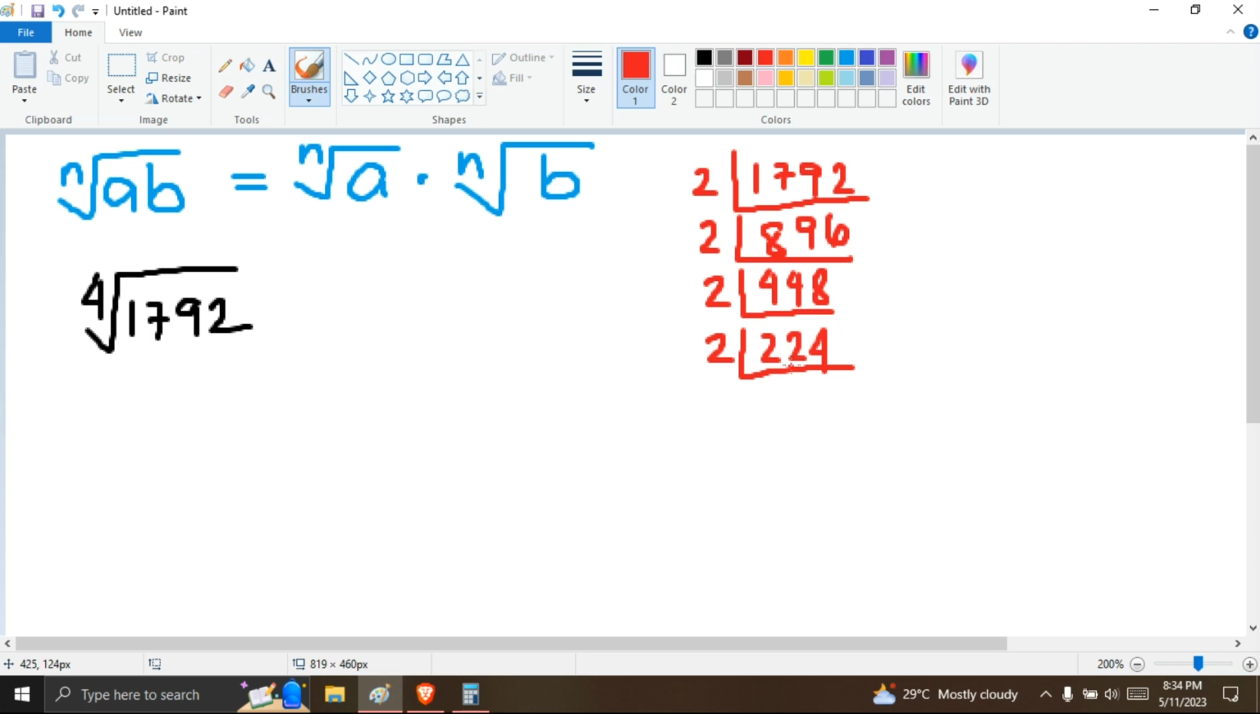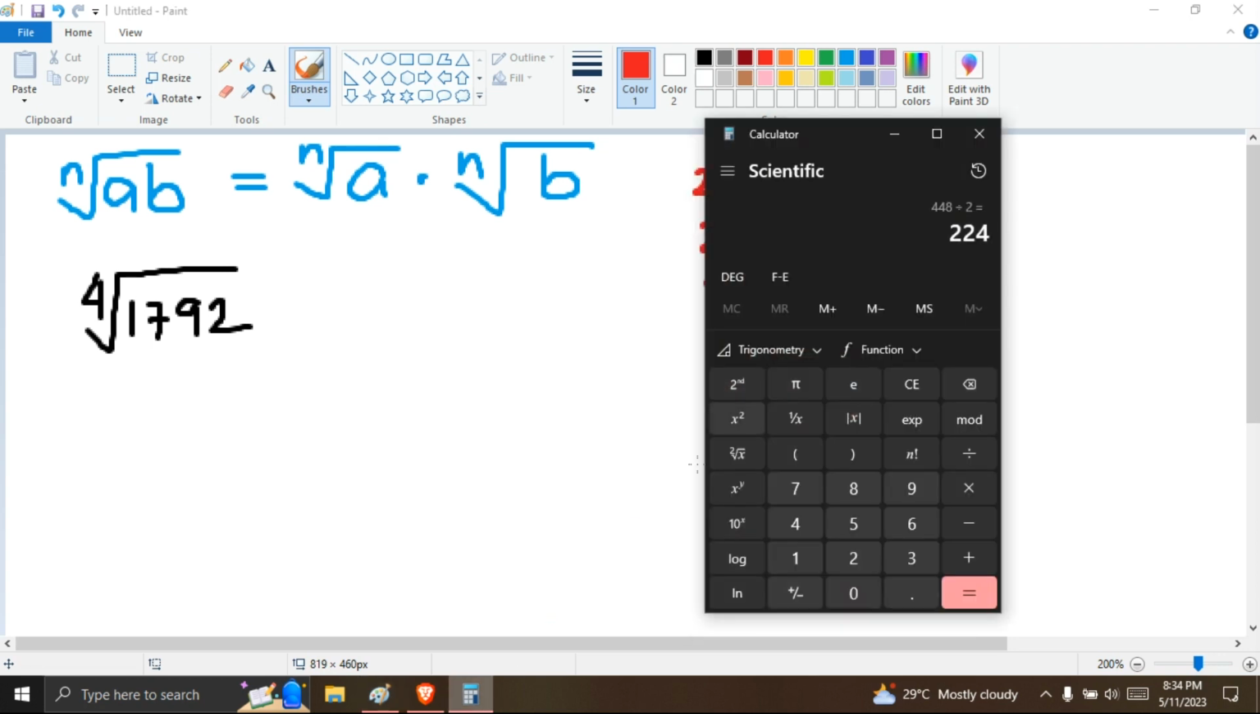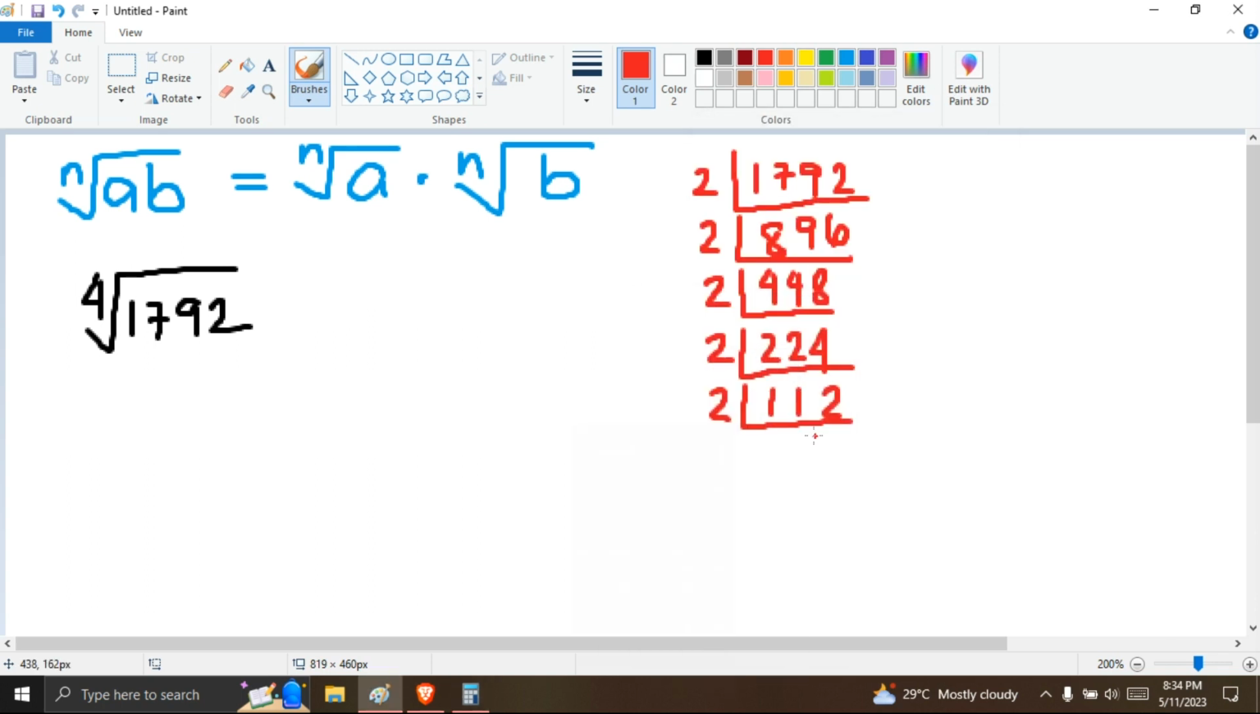Sige, let's continue. So that is 112. No? So 112, kana na pud ma-divide siya sa 2. Oh, another 1 by 2 na pud. Sa ato exam ha, pwede ka magamit og calculator for as long as you know on how to use the calculator. So 112 divided by 2, so that is 56.